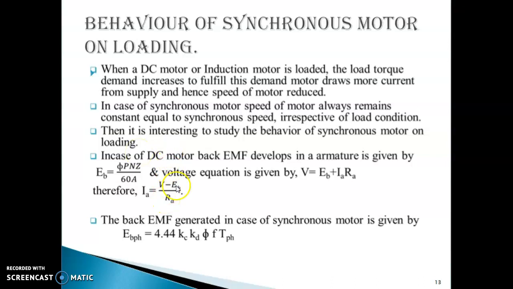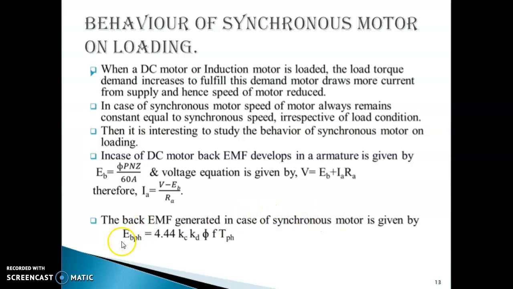Now same in case of a synchronous motor, when rotor starts rotating with the synchronous speed, the stationary stator conductors get cut by the rotating field produced by the rotor, and hence the back EMF is induced in a stationary stator in case of synchronous motor. Now according to Lenz's law, the direction of this back EMF which is induced in a stator of a synchronous motor is such that it opposes the supply voltage given to stator.